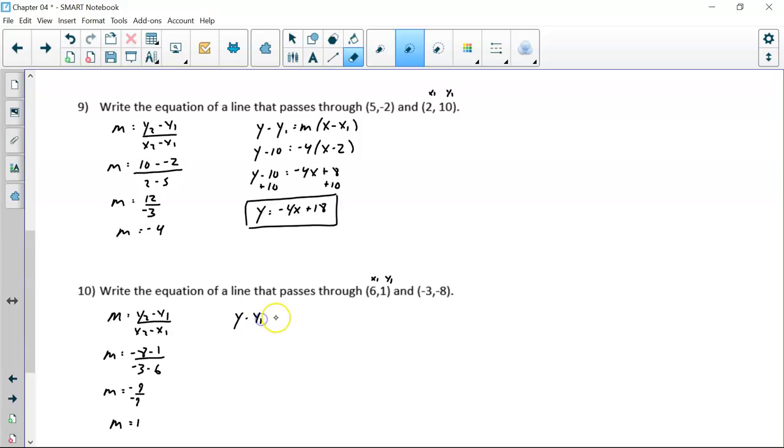Y minus y1 equals m times x minus x1, there's that point slope form. Y minus 1 equals 1 times x minus 6. Y minus 1 equals x minus 6. Add 1 to both sides. Y equals x minus 5. And there's our equation in that slope-intercept form.